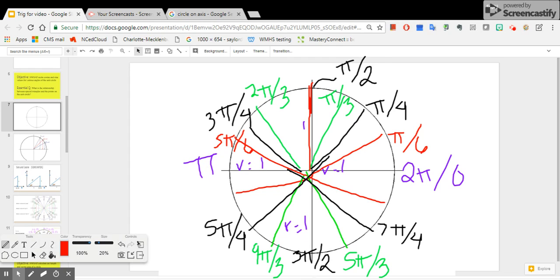Counting by sixths, I've got 1/6, 2/6, 3/6, 4/6, 5/6, 6/6. This must be 7/6. 8/6 is the same thing as 4/3. 9/6 is the same as 3 pi over 2. 10/6 is the same as 5 pi over 3, which means our remaining should be 11 pi over 6, because 12 pi over 6 is again going to be 2 pi.